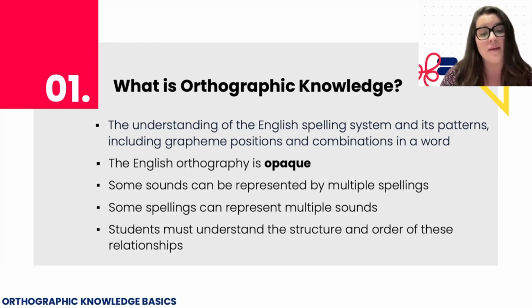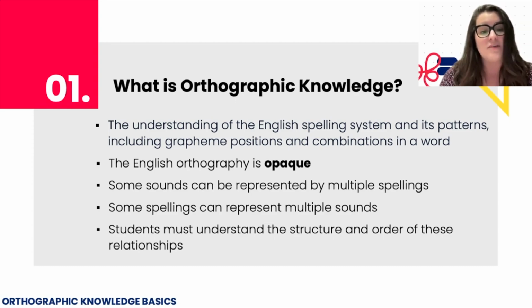Similarly, some spellings can represent multiple sounds. Think of the word snowplow. There are two OW graphemes in that word, but each represents a different sound: snow, plow, O and ow. That being said, it's important to note that there is a structure and order behind these relationships, particularly when the position of a sound in a word is considered.